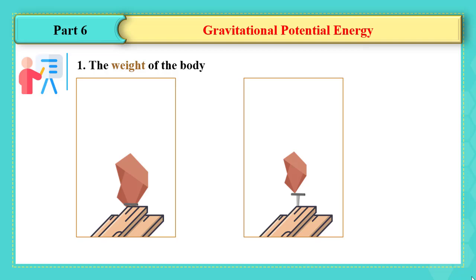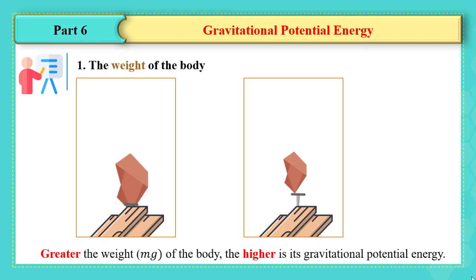Having two stones of different masses but at the same height above the ground, which one will drive the nail more into the board? What determines how much work the stone is able to do on the nail? It is easy to see that the heavier the stone, the deeper the nail drives into the board, so the heaviest stone does more work on the nail. Here we say that the greater the weight, mg, of the body, the higher is its gravitational potential energy.